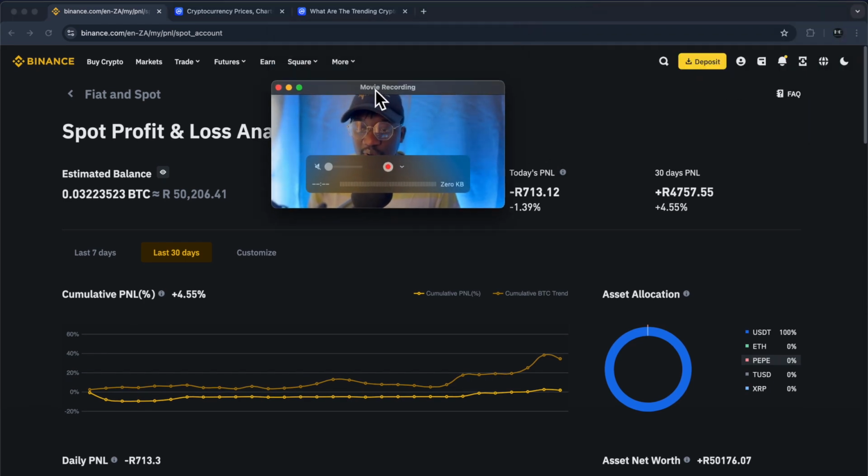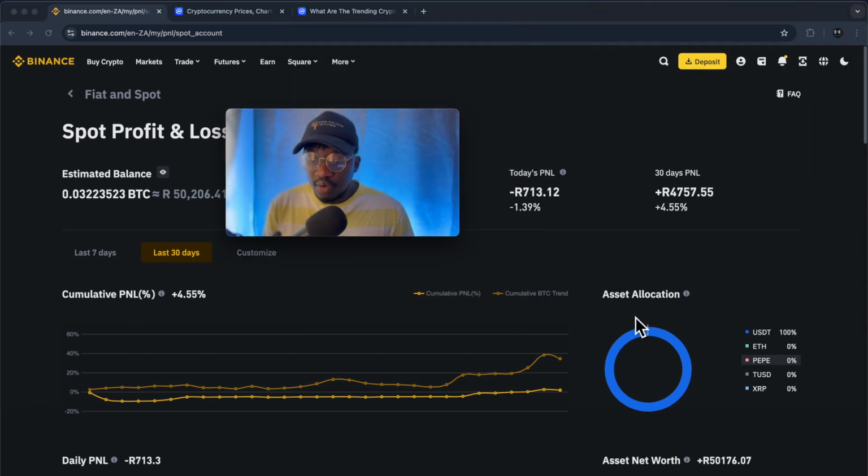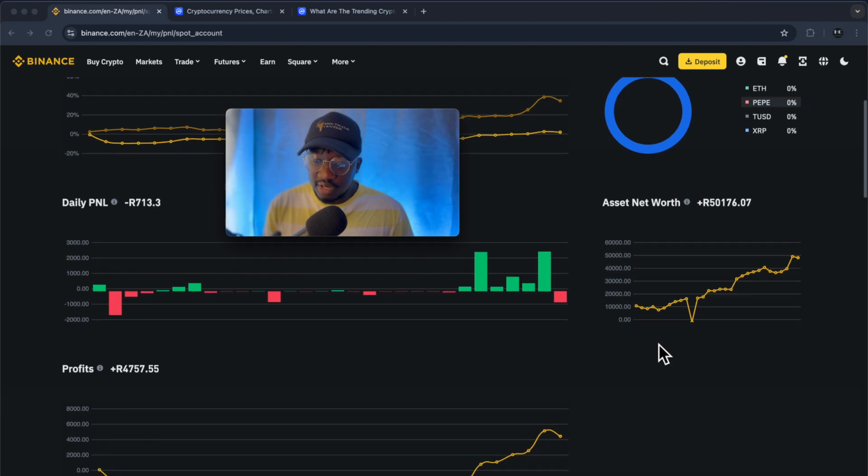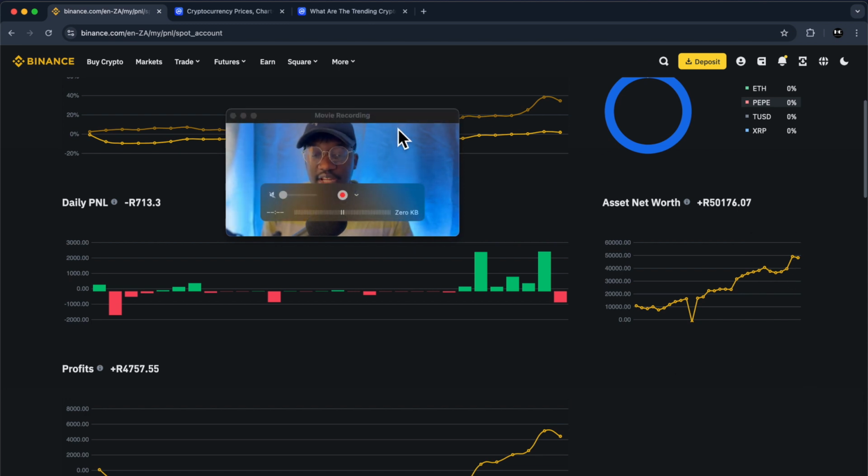And this is exactly how I managed to turn at least 10,000 rand into 50,000 rand trading on Binance. It's very, very simple and anyone can do it. You can also view my portfolio right here. Started with 10,000, up to 50,000 rand, and it's simple like this.